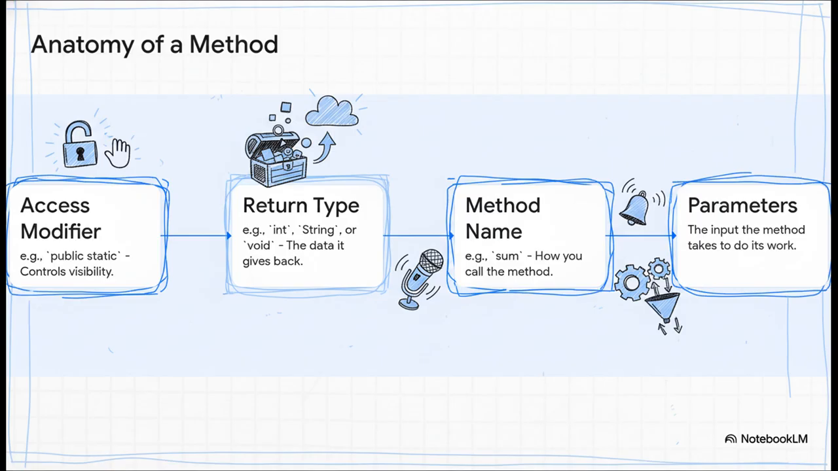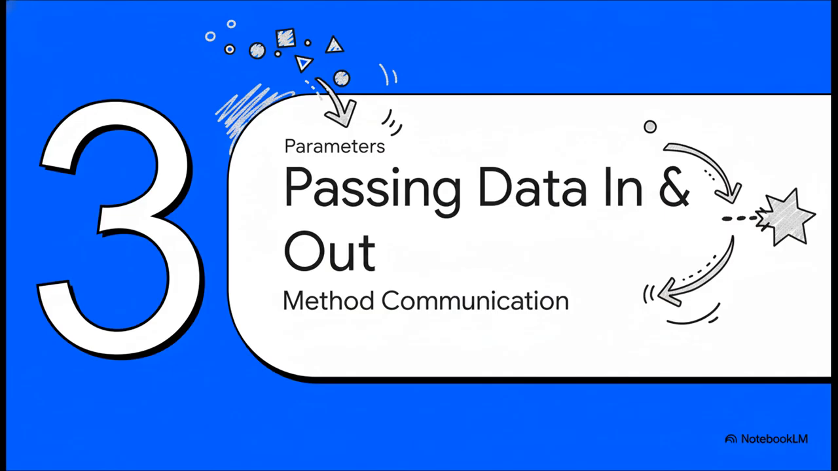Okay, let's break down how you actually build one. First, you have the access modifier. That basically controls who's allowed to use this method. Next up is the return type, which is what the method gives you back when it's done, if anything. Then you've got the method name itself. That's how you call it. And finally, you have the parameters in parentheses. These are the inputs, the information the method needs to do its job.